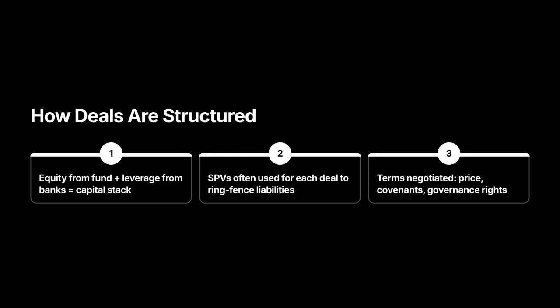Funds often use SPVs, special purpose vehicles, to hold investments separately. SPVs contain liability and simplify co-investing. Deal terms include price, covenants, governance rights, and exit mechanics. Every element is negotiated and documented before money leaves the fund.